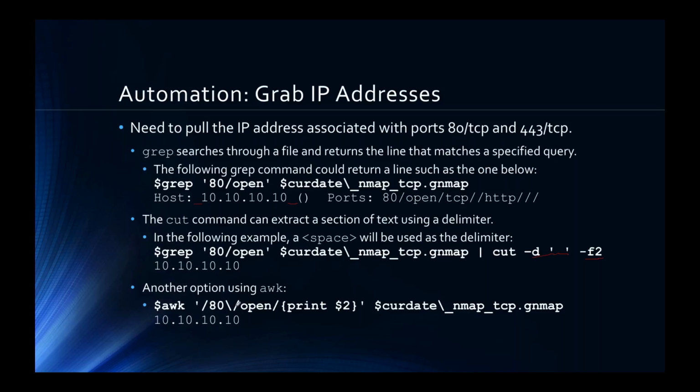So we've got to escape this other slash so that we actually search for 80/open. And then it'll look for any lines that have 80/open in them. And then we're going to print the second field that is pulled out of awk's results. And then we tell it what file we want it to search, and that's our nmap output file that's in greppable format. And we get the same results here of our 10.10.10.10.